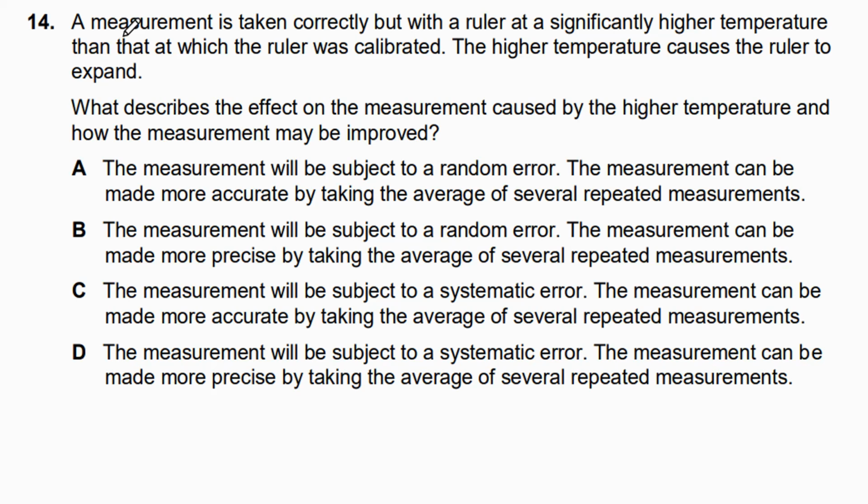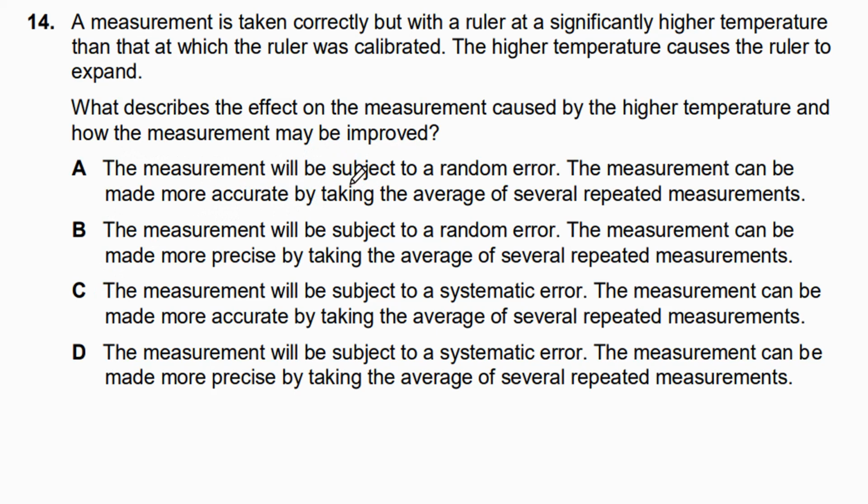Let's look at question 14. It says a measurement is taken correctly, but with a ruler at a significantly higher temperature than that at which the ruler was calibrated. The higher temperature causes the ruler to expand. What describes the effect on the measurement caused by the higher temperature and how the measurement may be improved? And we are given these options.